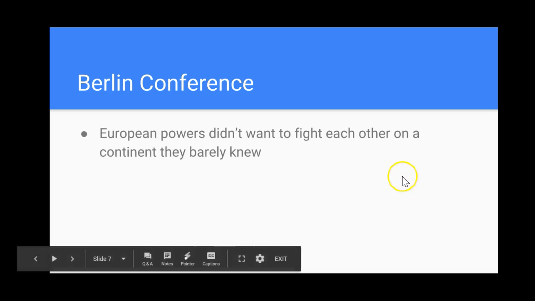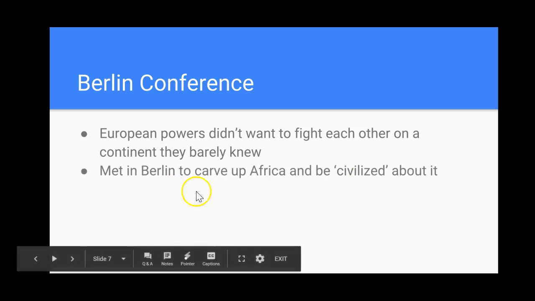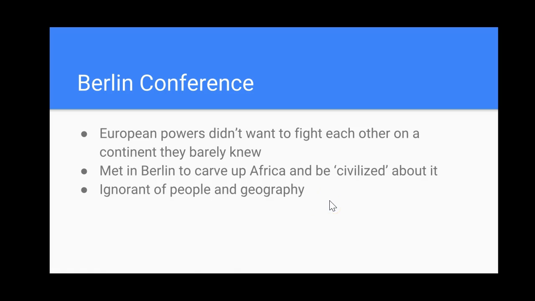So the European powers, they didn't want to fight each other on a continent they barely knew. Now, they were okay with fighting each other, but they didn't want to do it over this continent that was full of savages in their minds. So they met in Berlin to carve up Africa because they wanted to be civilized about it.